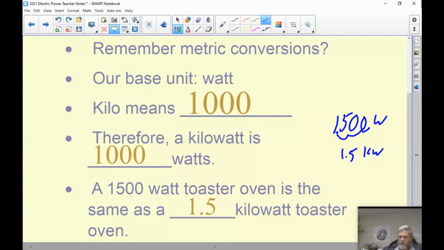All right. Before, we were converting milliamps to amps. Here now we're doing watts to kilowatts. So we actually end up moving the decimal place 3 to the left in this case too. If we were converting kilowatts to watts, we would go the other way, 3 to the right.